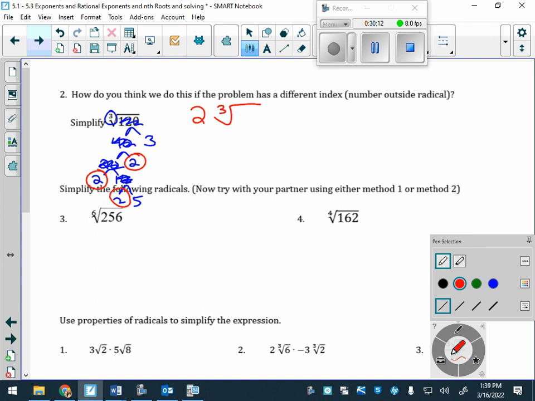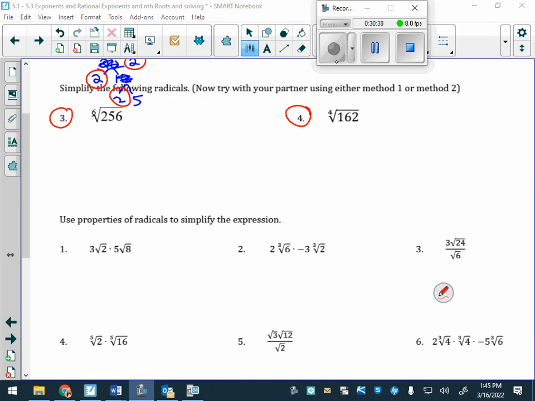Careful. 15, you have the 3 over here. 5 times 3 is the 15. And if you notice how I wrote my answer, whatever's in the index follows in my answer, if there's something left over. Okay? Do you guys see that? Am I right? Okay. Try 3 and 4.